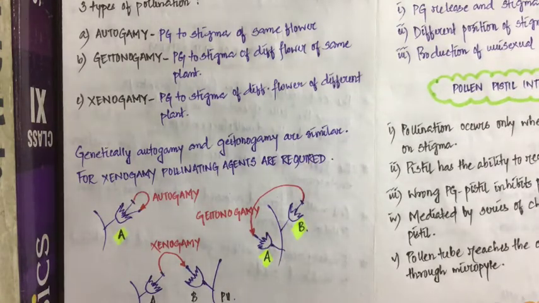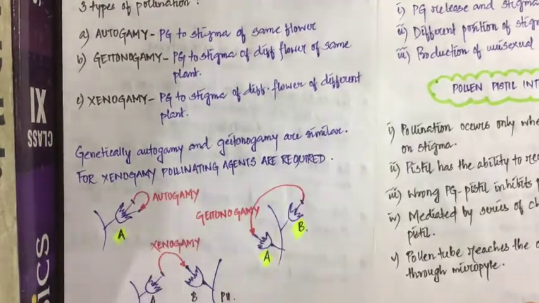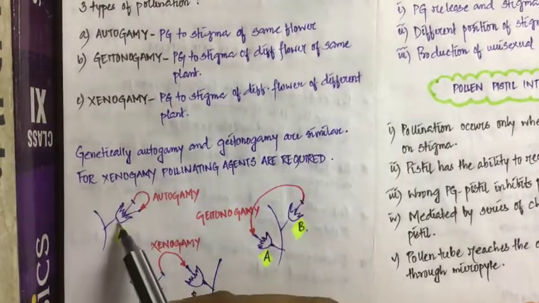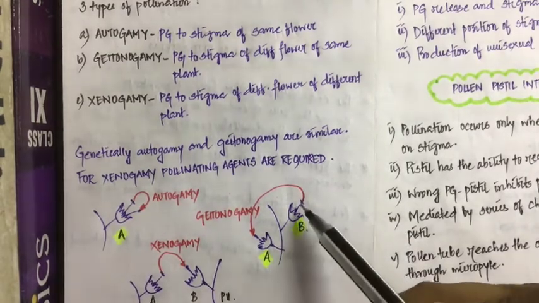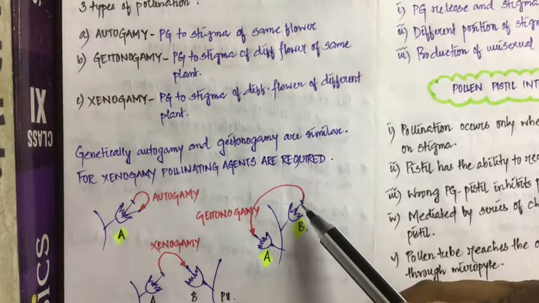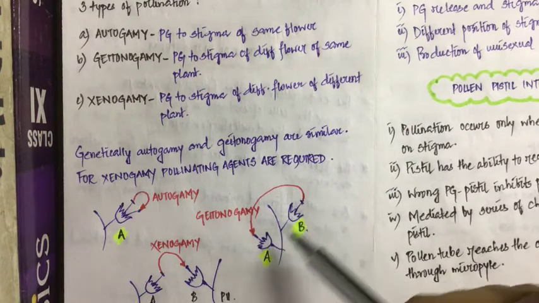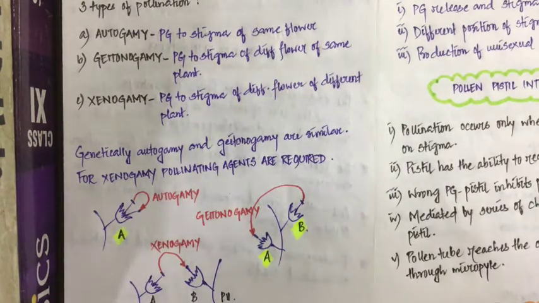geitonogamy. Make this thing very clear. Autogamy is the transfer of the pollen grain from anther to the stigma of the same flower, whereas geitonogamy is the transfer of pollen grain from anther to the stigma of a different flower but of the same plant. Clear?